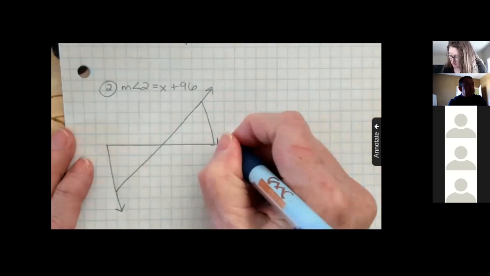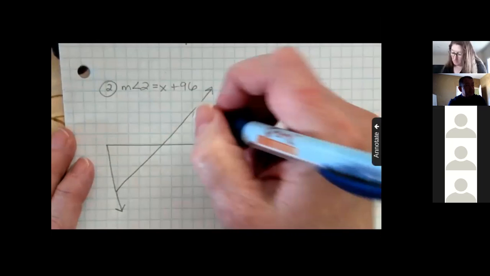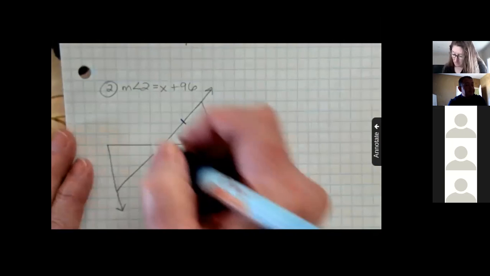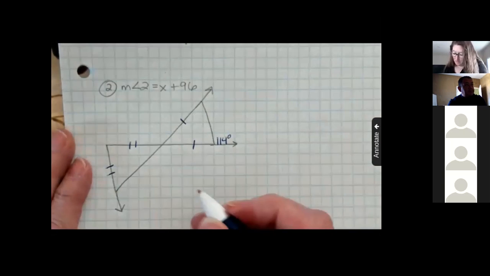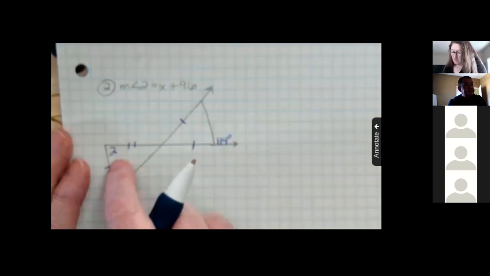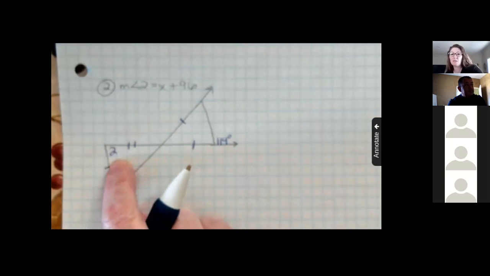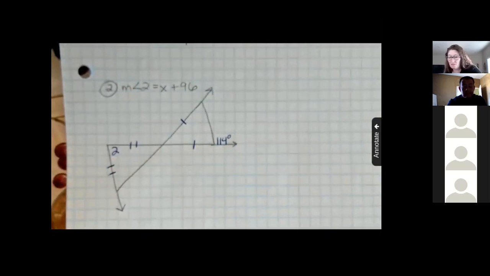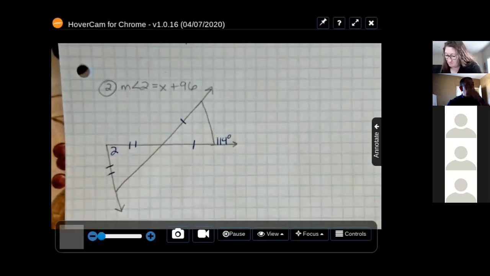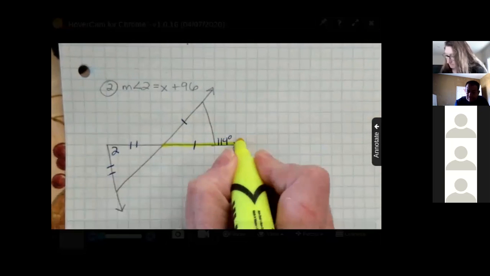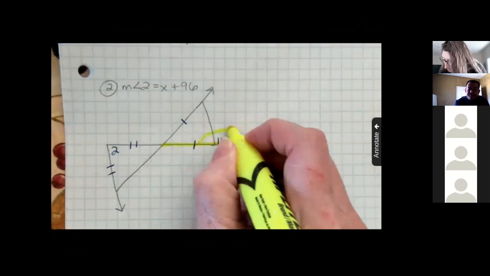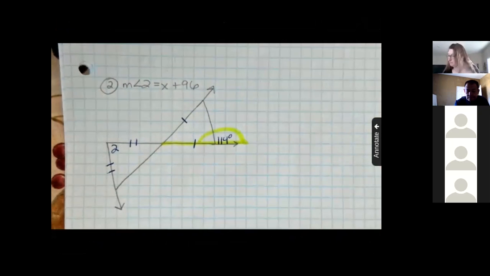So we know that this angle is 114 degrees. We know that this is an isosceles triangle, and we know that this is another isosceles triangle. And we want that measurement. Okay? So first things first, we know that this is a line, which means this is what?